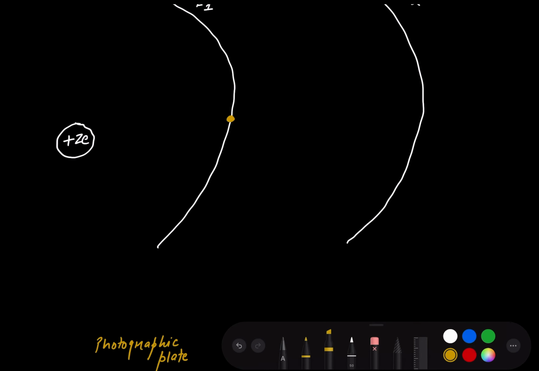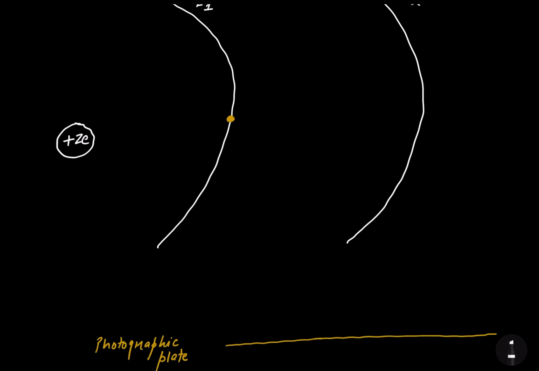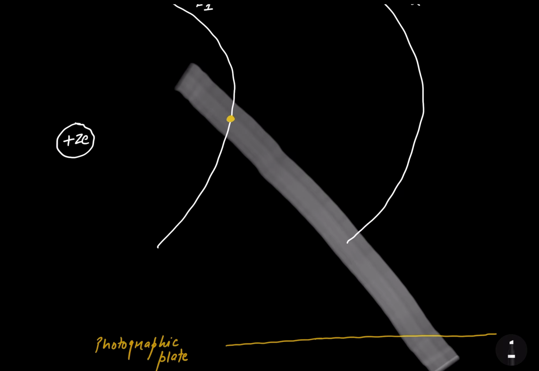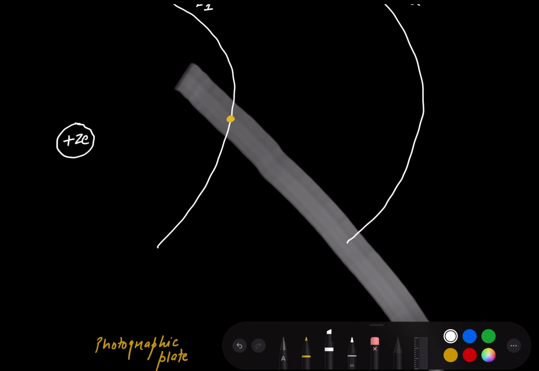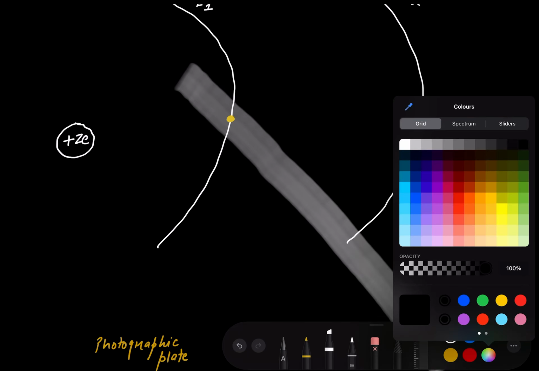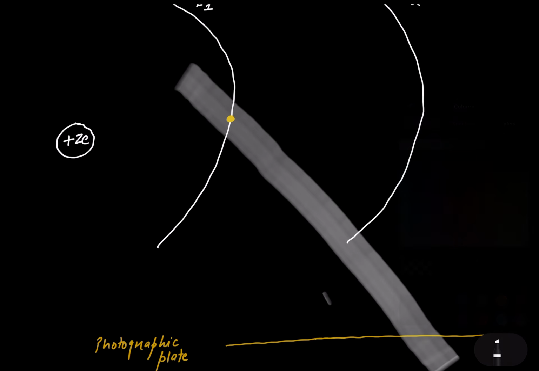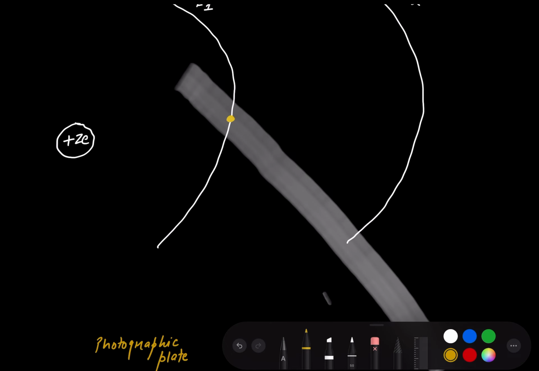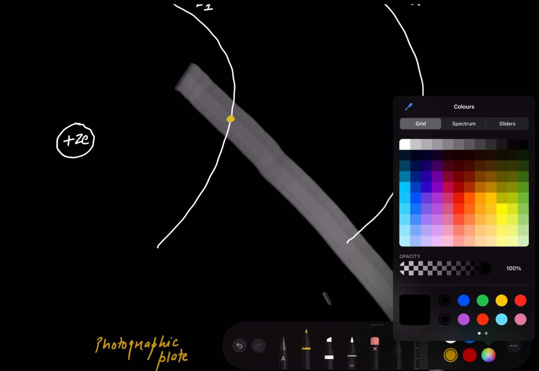Now a white light is incident on the electron. So this is the white light incident on the electron, and after transmitting through the electron, that white light is made to strike on the photographic plate. So what will happen?